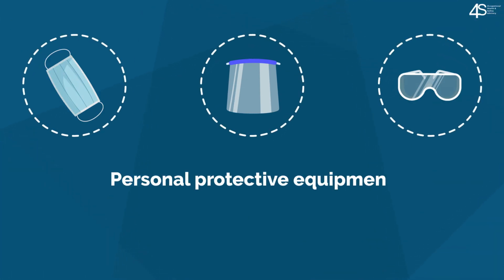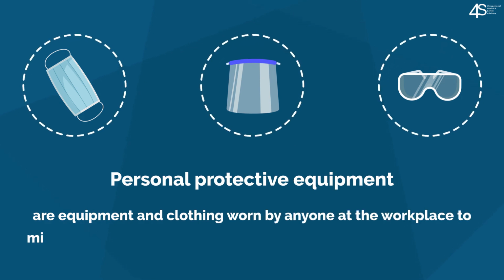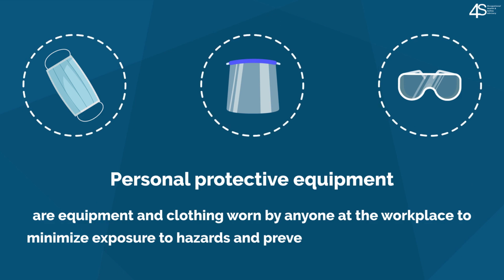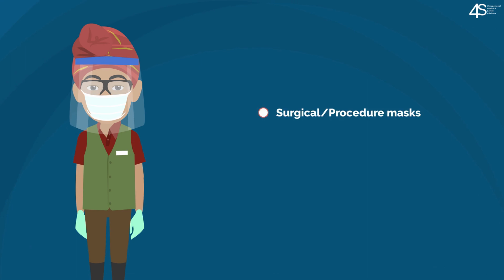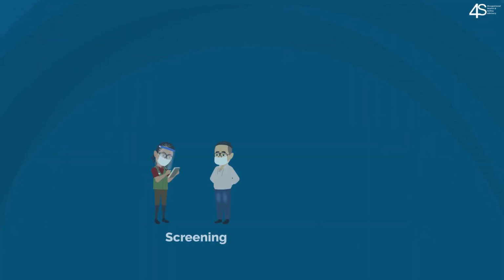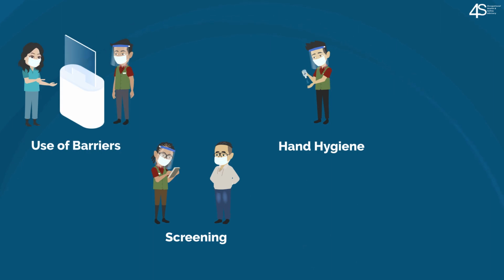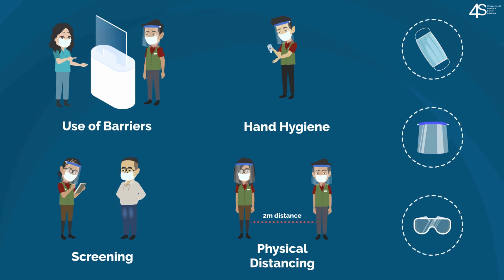Personal protective equipment controls refers to equipment and clothing worn by anyone at the workplace to minimize exposure to hazards and to prevent illnesses and infection. PPE protects the wearer and includes surgical or procedure masks and eye protection. Correct use of PPE can help prevent some exposures, but it should not take the place of other control measures. For example, screening, hand hygiene, use of barriers, and physical distancing where possible. PPE must be used alongside other control measures already in place.